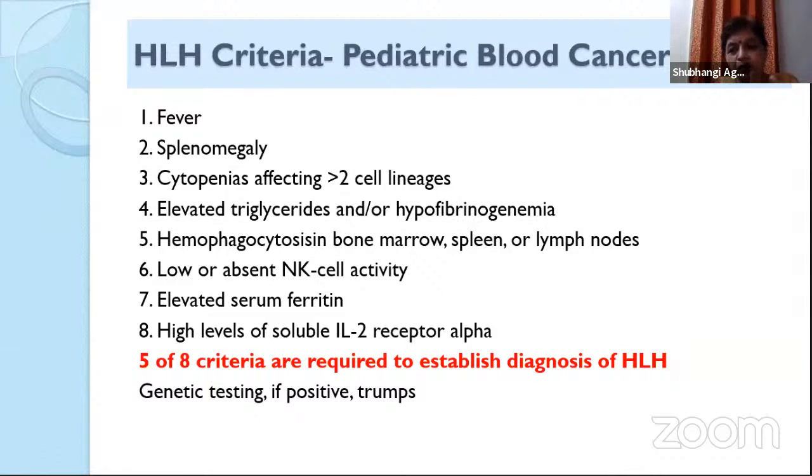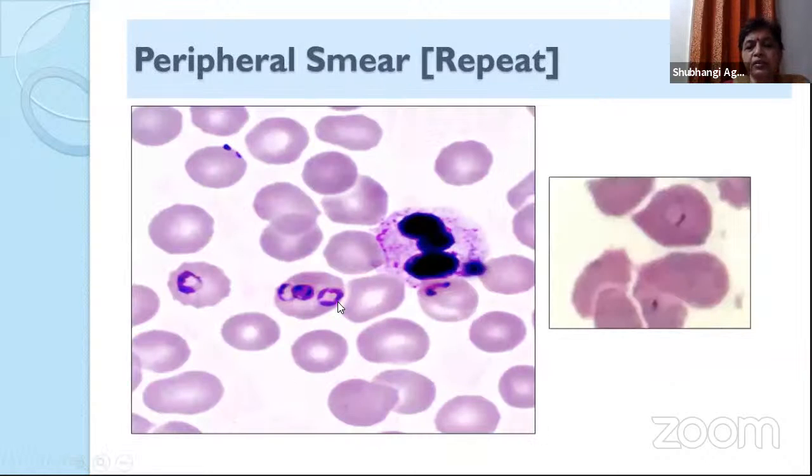But now we need 4 criteria for the diagnosis of HLH according to the modified criteria. This is the peripheral smear of our patient case which I presented to you. It had falciparum. These are the rings which are present in the RBCs, and some of the rings had 2 dots, which confirm the falciparum infection.